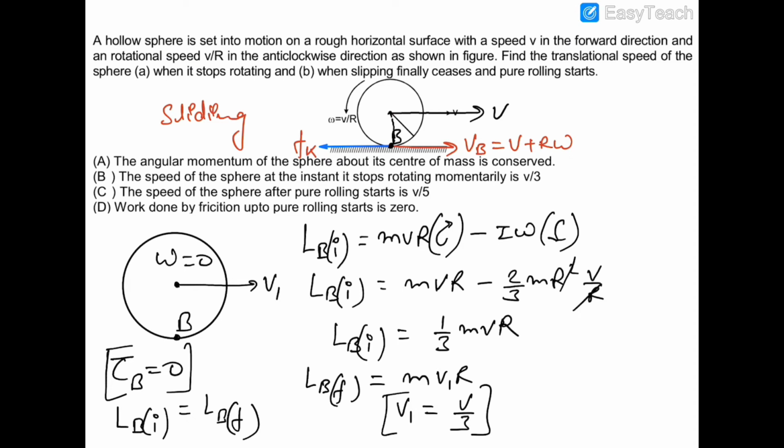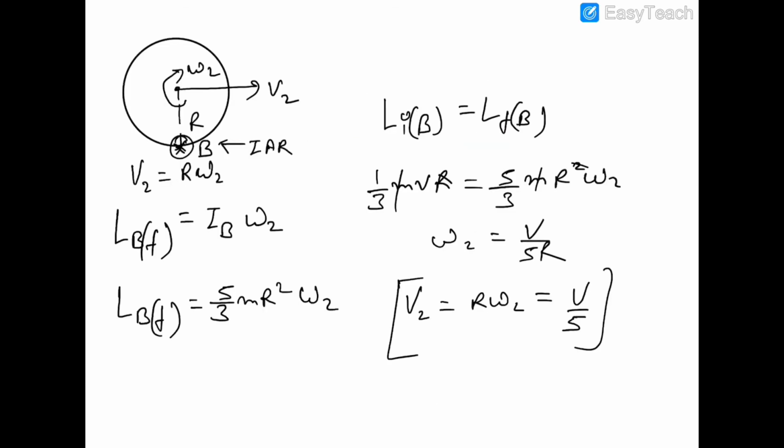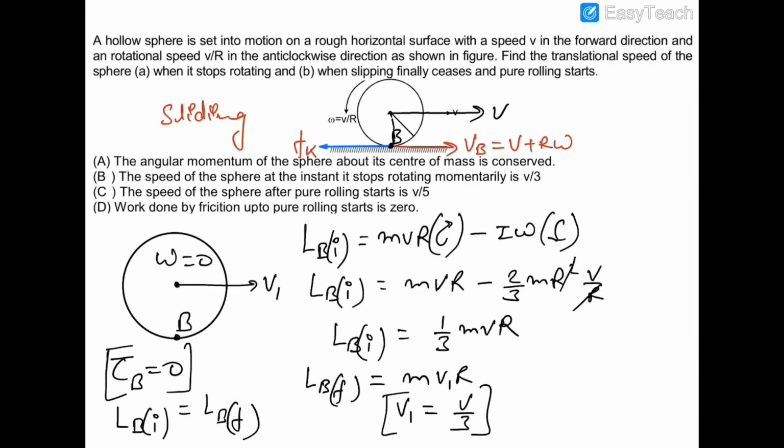Option B says that the speed of the sphere at the instant when it stops rotating is v by 3. So we have already calculated that. Now the speed of the sphere after the pure rolling starts is v by 5. This also we have calculated. And the fourth option is work done by the friction up to the pure rolling is 0. This is incorrect because this friction is acting as kinetic friction for some time because slipping is occurring. Therefore the work done by the friction would not be 0. So the correct answers are only B and C. Now let's move on to the next question.